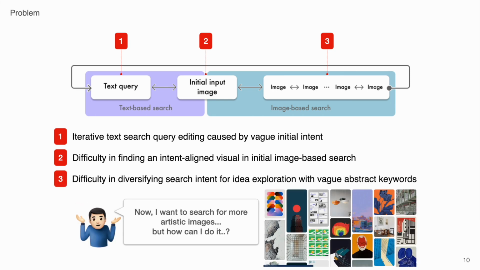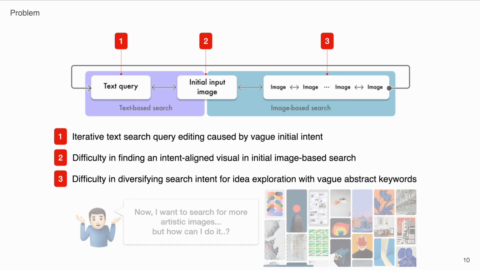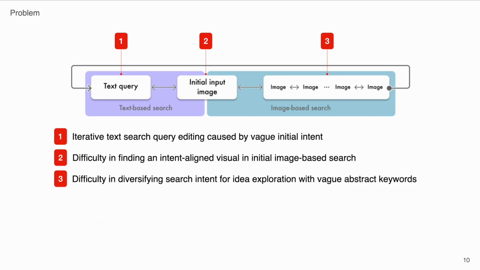Lastly, after some image searching, designers expressed the direction of the new images they wanted to find using abstract expressions. For example, they might say something like, "I want to find designs where objects are depicted more artistically." However, current text and image-based searches have limitations in accurately reflecting such intent.